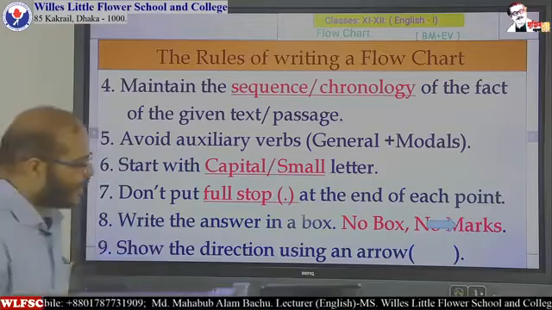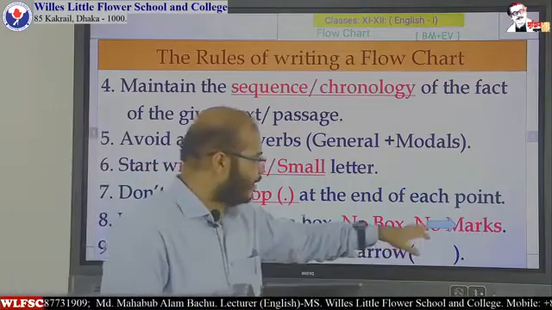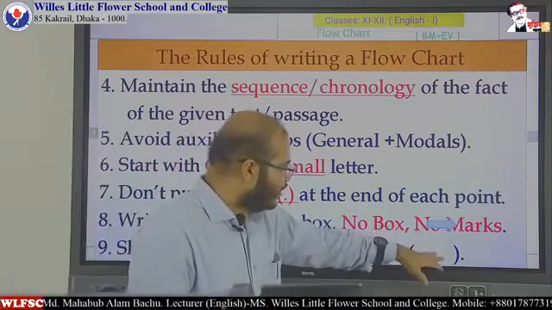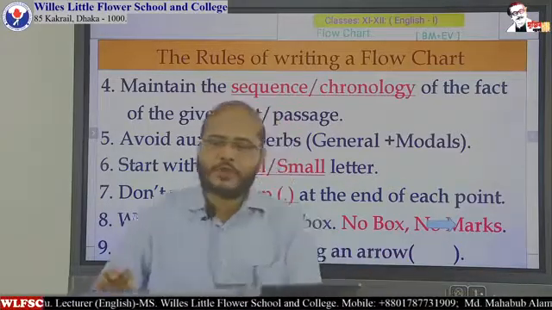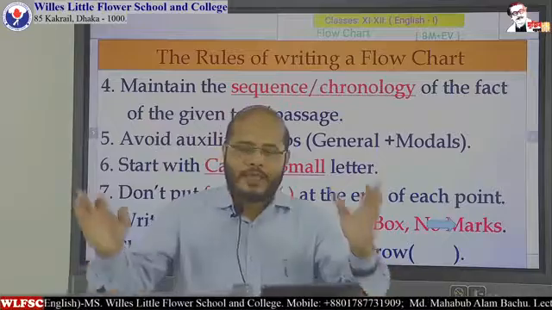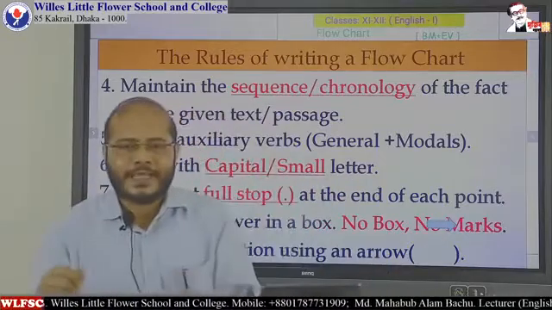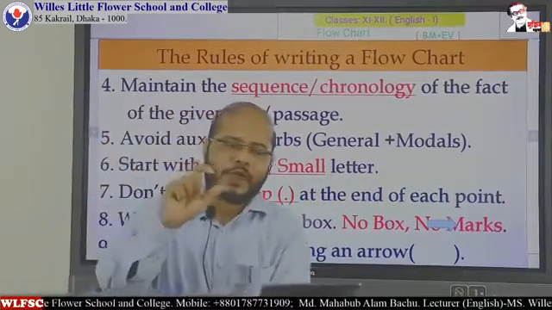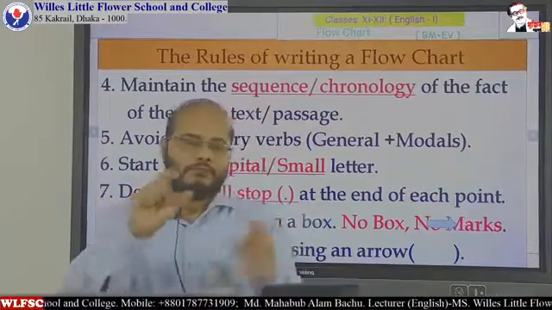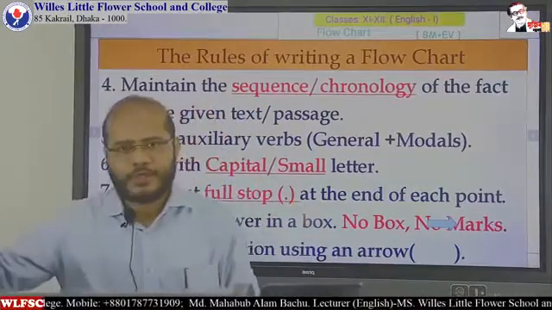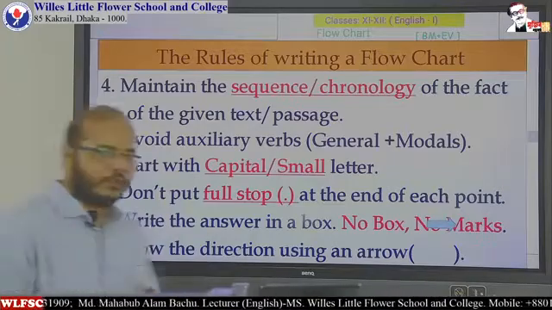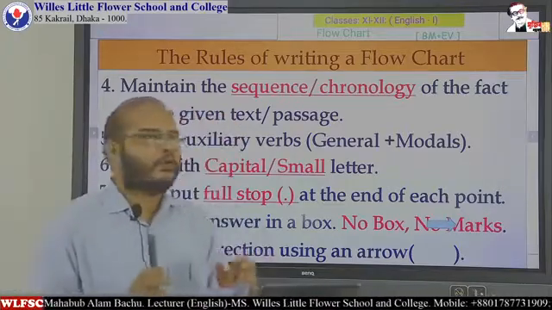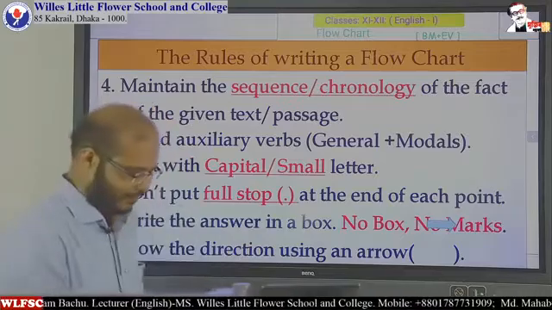Show the direction using an arrow. Here you see the arrow will be in this place, but the arrow is somewhat upward. So you have to put arrows between these boxes. That means you have to show the sequence, or the chronology, using these arrow marks. Okay, so these are the rules, and I think you have got the rules. Now we will go for an exercise.